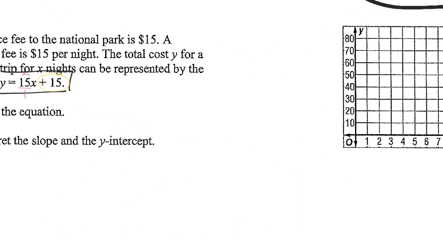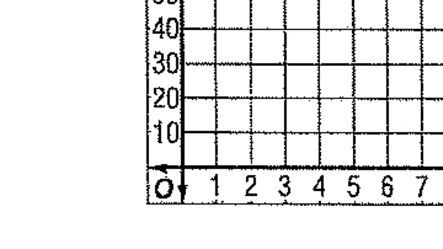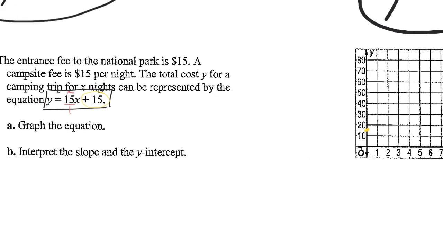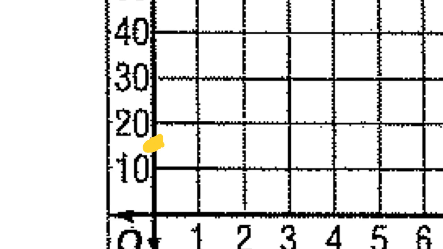So I'm going to come over here to the graph, and I'm going to plot my starting point. So it's going to be between that 20 and that 10. There's my 15. And from there, I'm going to use my rise and run. I have to rise 15, run 1. So from 15 to 30, and then over 1. So that's my next point right there.